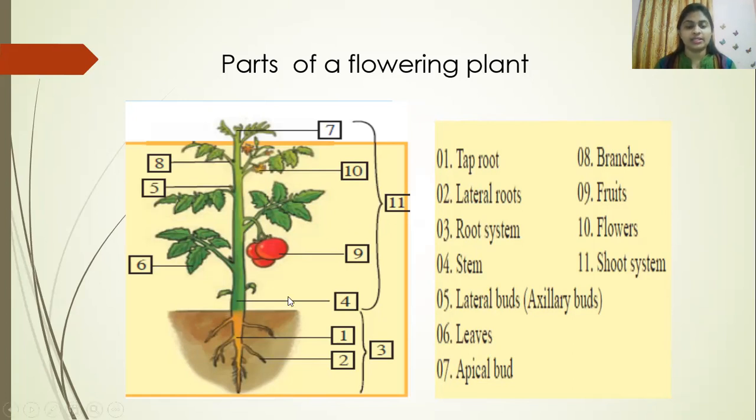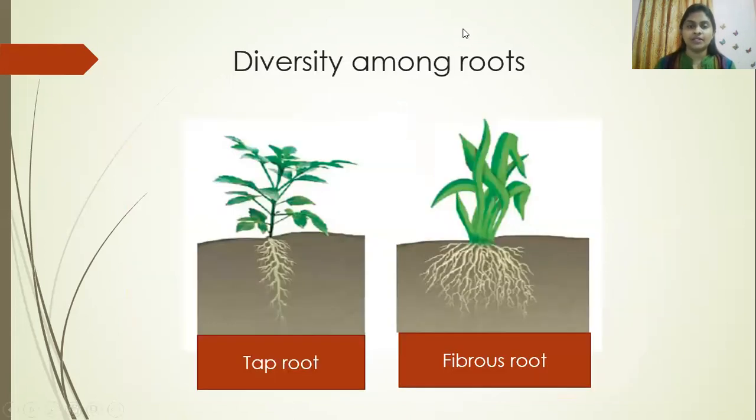Then leaves. 6th one is leaves, 7th one apical bud, 8th one branches, 9th one fruits, 10 flowers, 11 shoot system. I hope this is easy. You can cover this part and try to identify each of these parts separately by yourself. Okay. We'll move on.